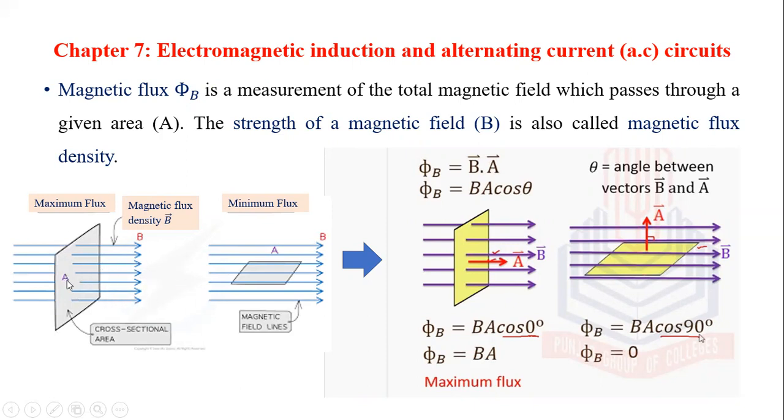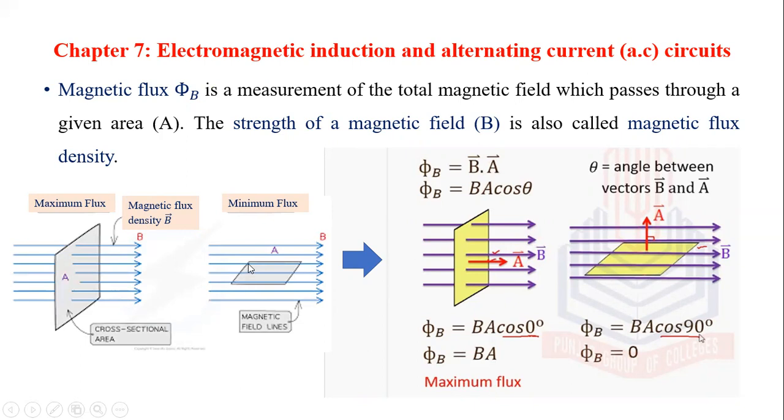The magnetic field is represented in vector form as B with an arrow. So this is the cross sectional area and this is the magnetic flux density which is passing through the area.